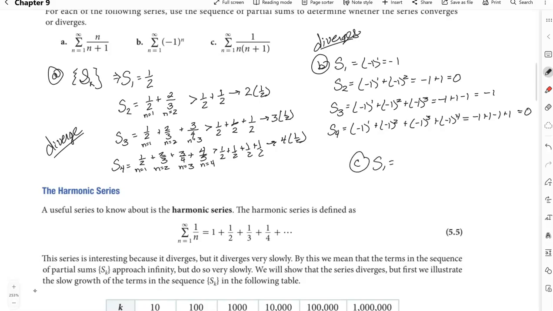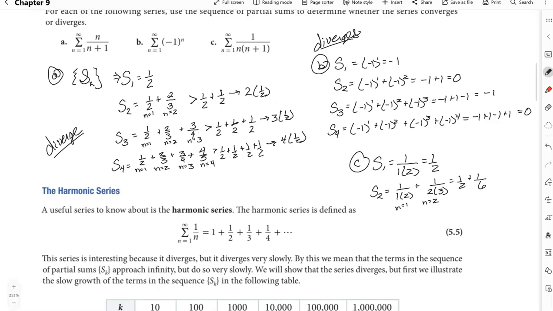If we look at S1, we're going to have 1 over 1 times 1 plus 1, which is 1 times 2. So there's my 1/2. If I look at S2, when I plug in 1, I'm going to get 1 over 1 times 2. And when I plug in 2, I have 1 over 2 times 3, which is 1/2 plus a 6th.